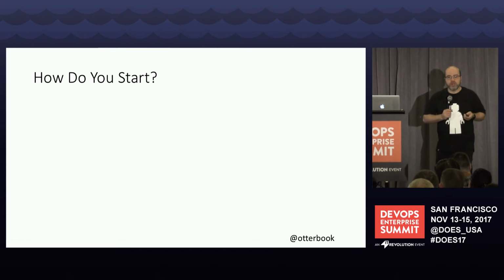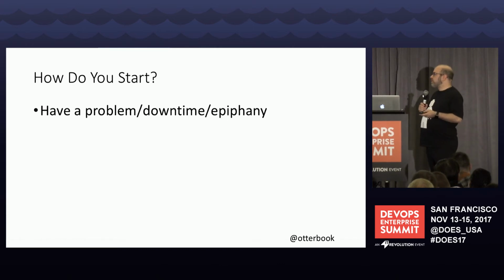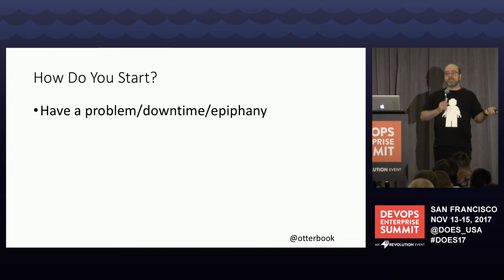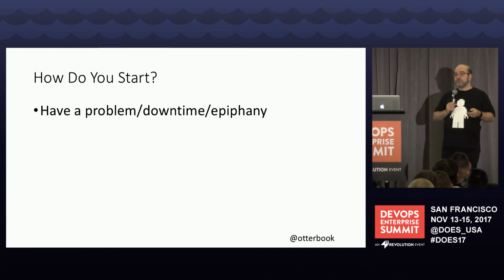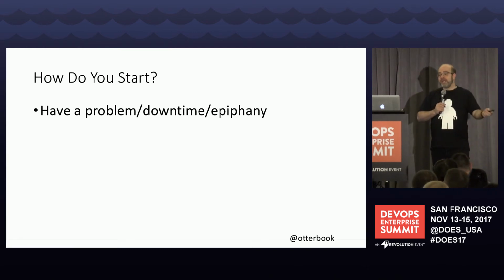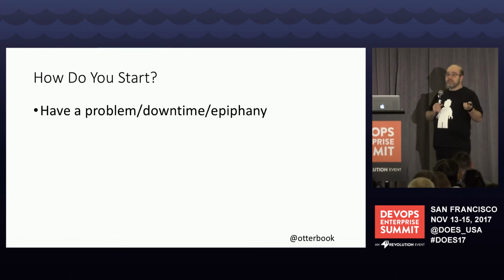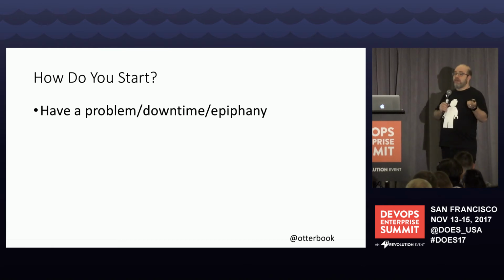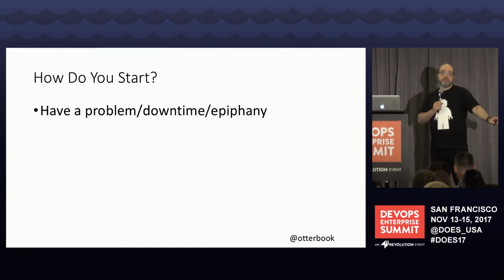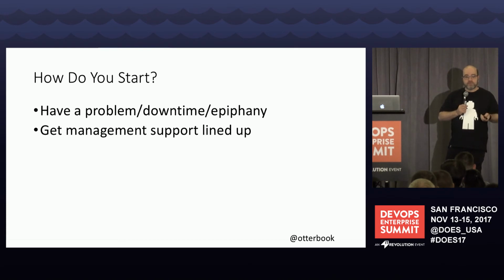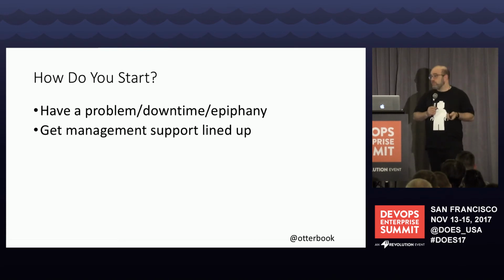Okay, so how do you start? This is a key question that people ask me all the time. I think it doesn't hurt to have a problem or some downtime, or maybe you just have an epiphany. Maybe you went and fasted in the desert and your spirit animal popped up and told you, concentrate on reliability. Maybe that's what you did. But at some point you have to wake up and say, reliability, aha, right? And that's really useful. Sometimes you do that when you have a downtime. Sorry to say. I know you guys never have downtimes, but let's just say you did. Okay? And then it's not a bad idea to get management support lined up, right? Make it so they think this is important too.